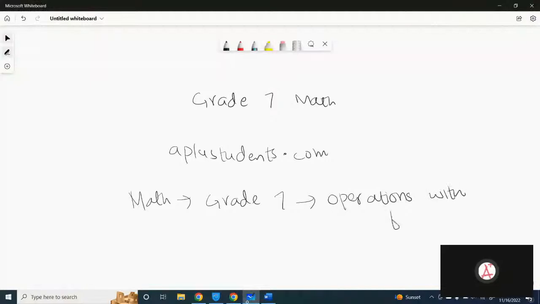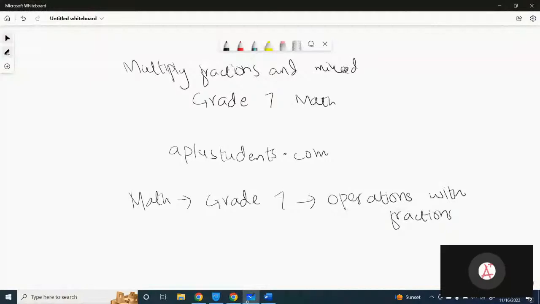So, we are already working on the chapter. So, let's start with the lesson that is multiply fractions and mixed numbers word problems. Let me write down the lesson name: multiply fractions and mixed numbers word problems.